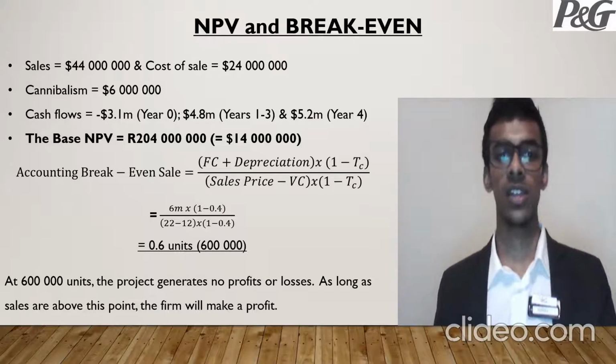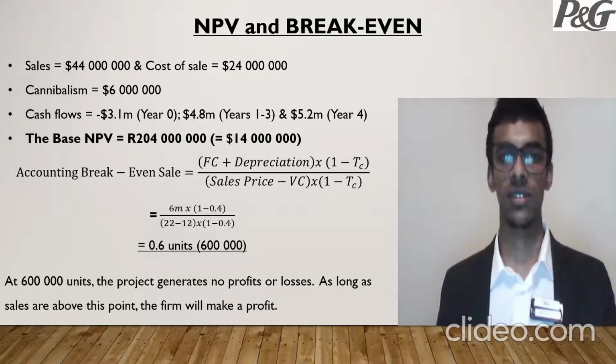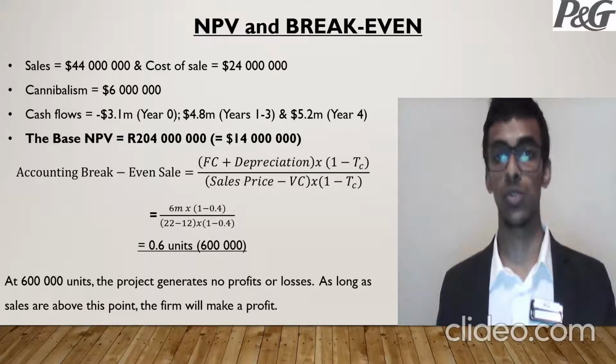Lastly, we calculated the accounting break-even sales to be 600,000 units, which is the units at which the project generates no profit and no loss. As long as our sales are above this, which we project to be 2 million units, this will be a profitable venture for P&G.